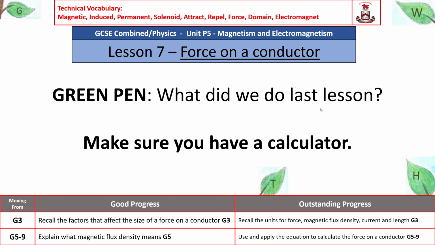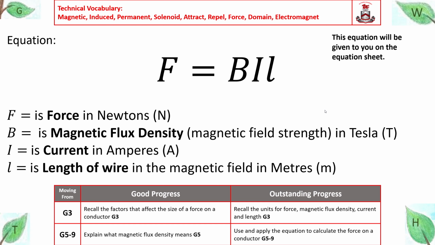You'll need a calculator, so you can use the one on your computer, but if you've got a scientific one, that'd be much better. Now, here's your equation. F equals BIl. You'll be given this equation on your equation sheet, so you don't have to remember it, but you do have to remember what each part means.